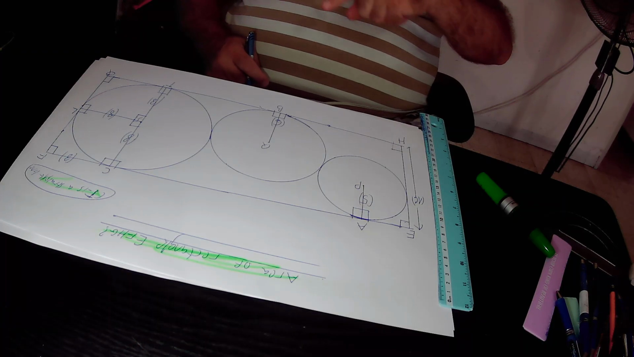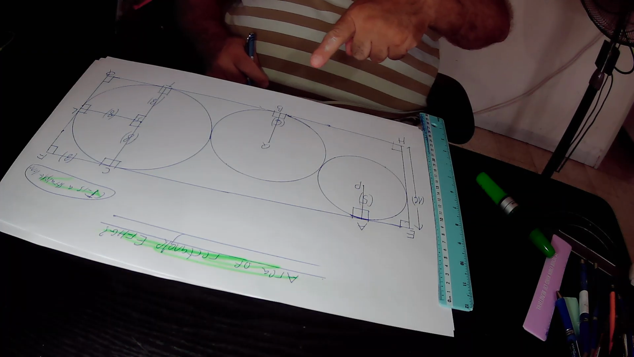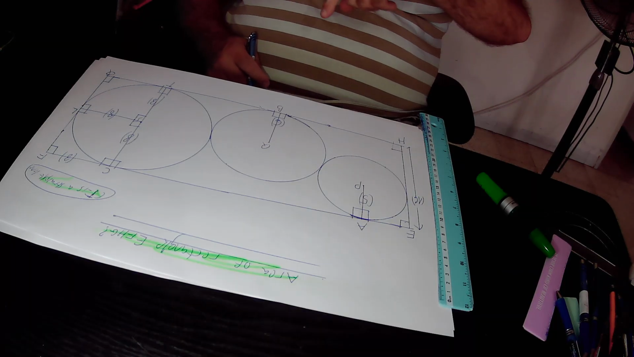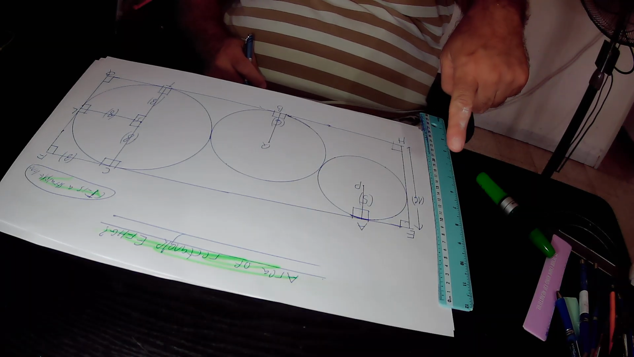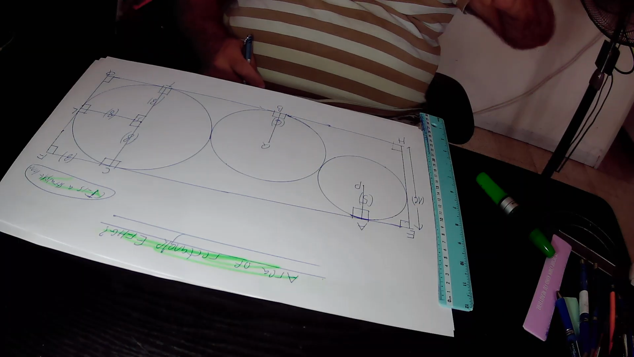We will extend the radius BQ of this medium circle by a straight line until it touches side EF of this big rectangle.